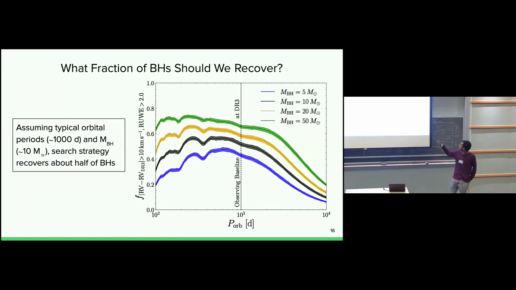And there's quite a bit to take in here. It seems to peak at orbital periods of a few to several hundred days. But what we find is that assuming typical orbital periods around 10 to the 3 days, and also typical black hole masses, we expect our search strategy to recover about half of the black holes in our sample. So half of that order of 10.